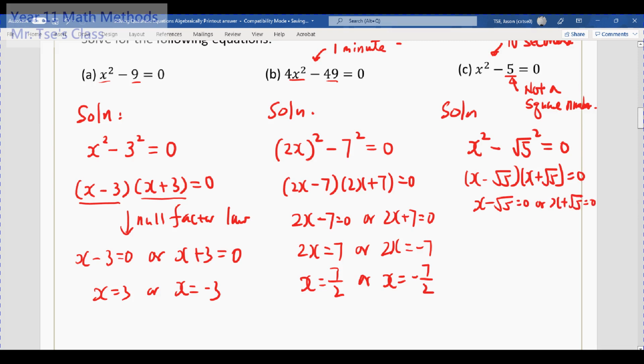Okay, again, always remember to write the word "or". You can't just use a comma or "and". It must be "or". Okay, so that's it.